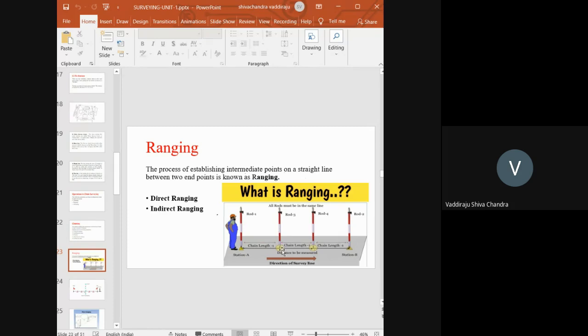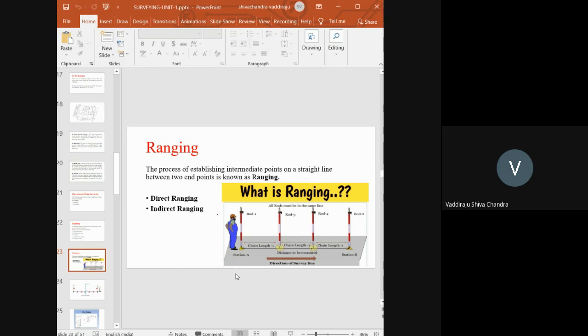Once ranging rod 3 is fixed, then ranging rod 4 will also be fixed in the same fashion. So when you see from either A or B, you can say that all the 4 ranging rods are in the same straight line. So this process is nothing but the ranging process or direct ranging process. In the direct ranging process, both the stations will be intervisible to each other. The person standing at A will be able to see the person standing at B, and the person at station B will be able to see the point at A. So there will be no obstruction.